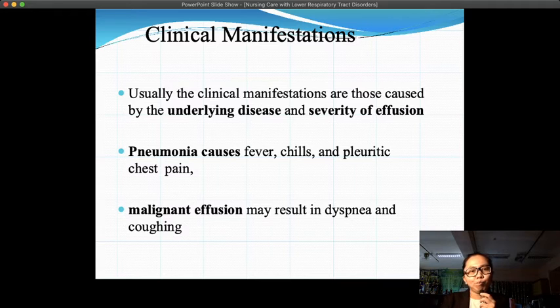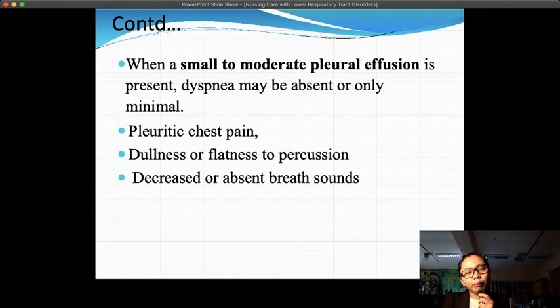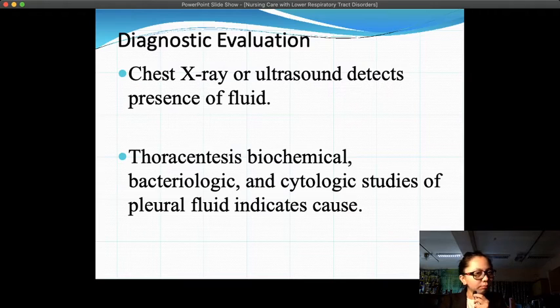Okay? So, when a small to moderate pleural effusion is present, dyspnea may be absent or only minimal. Pleuritic chest pain, dullness or flatness to percussion, and decreased or absent breath sounds. Okay? So, diagnostic evaluation, chest x-ray or ultrasound detects presence of fluid. Thoracentesis, biochemical, bacteriologic, and cytologic studies of pleural fluid indicates cause.